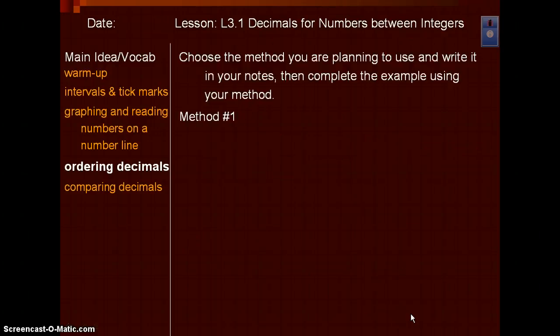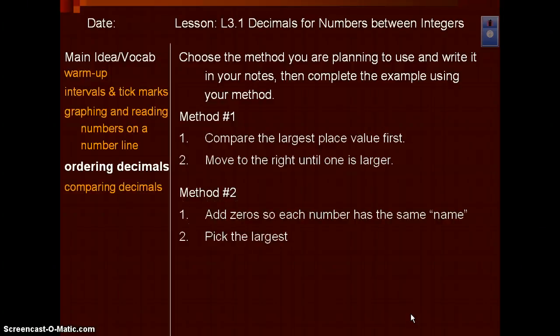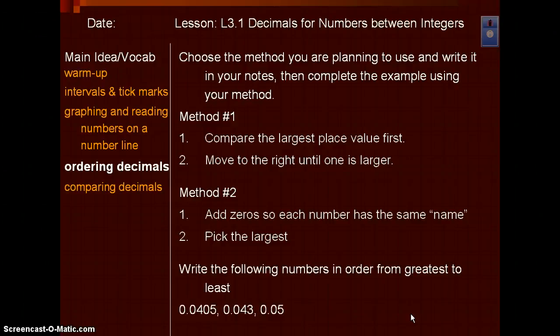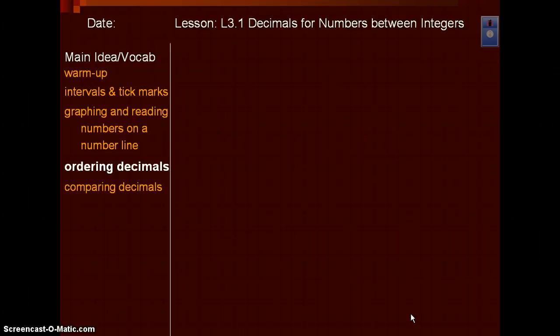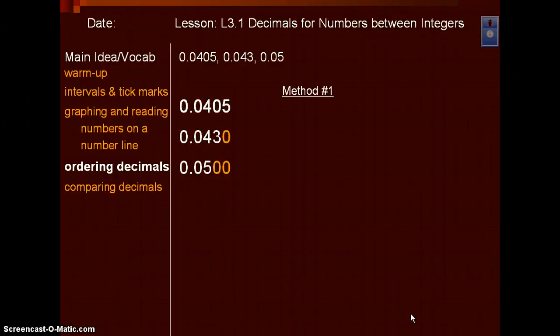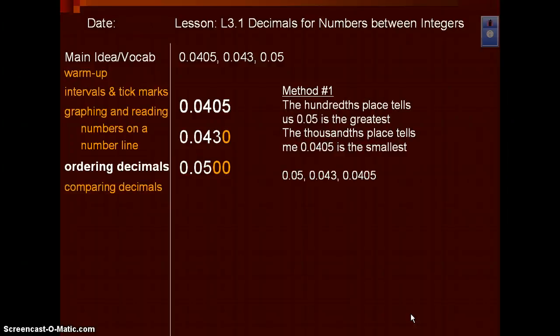So choose the method that you're going to plan to use and write it in your notes. Complete the following example by following that method. Write the 3 following numbers in order from greatest to least. Method number 1. Method number 2.